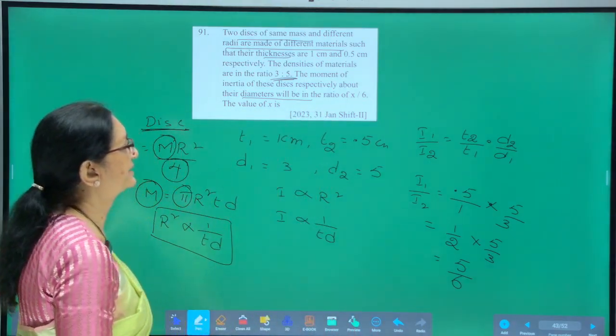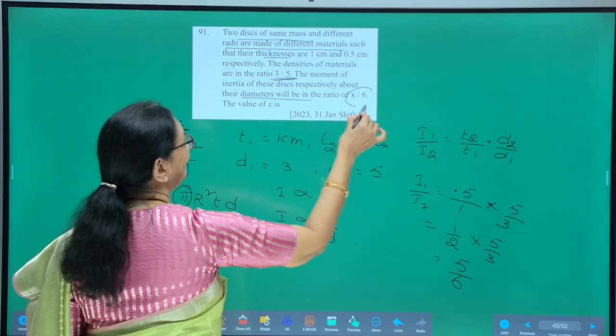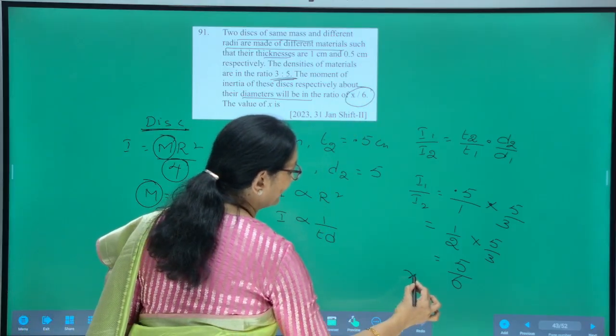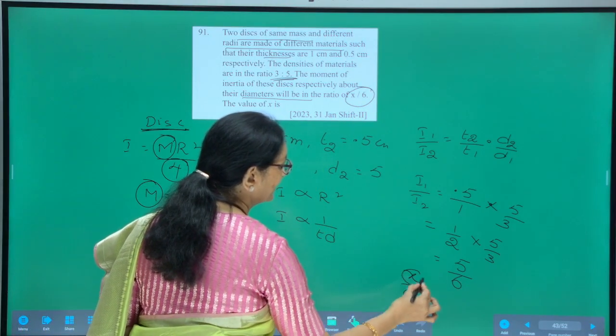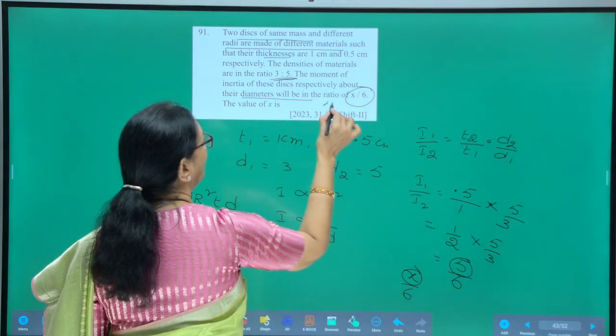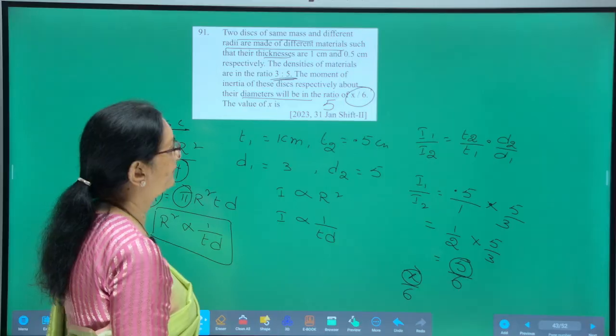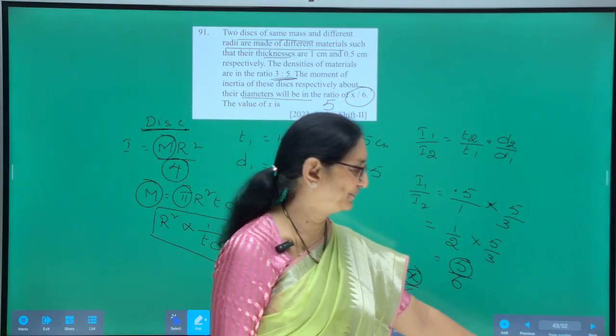The ratio is 5 by 6, but they gave it as x/6. So, in place of x, we have 5. You are supposed to find the value of x in that problem.